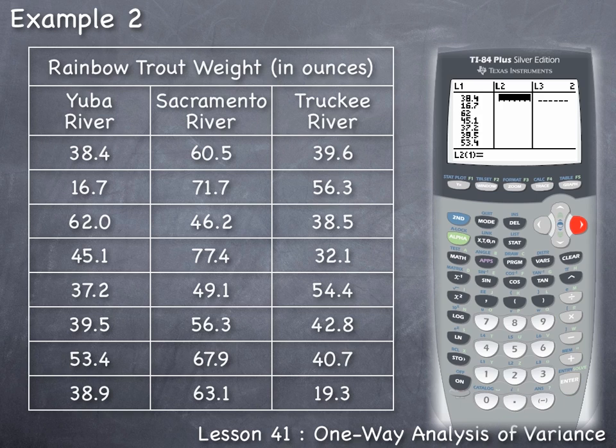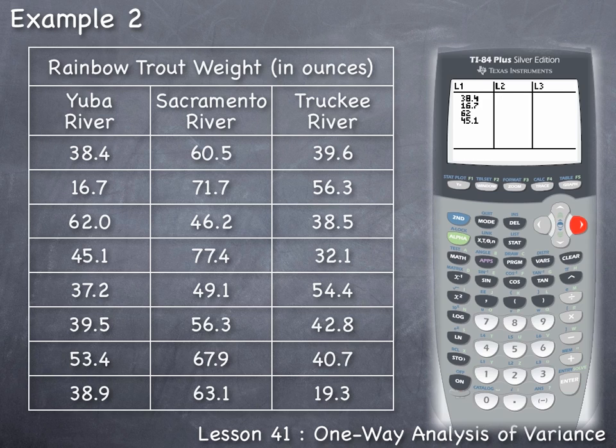Now in the second list, we'll enter our second sample, the weight of the rainbow trout in the Sacramento River. 60.5, 71.7, 46.2, 77.4, 49.1, 56.3, 67.9, and finally 63.1 ounces.